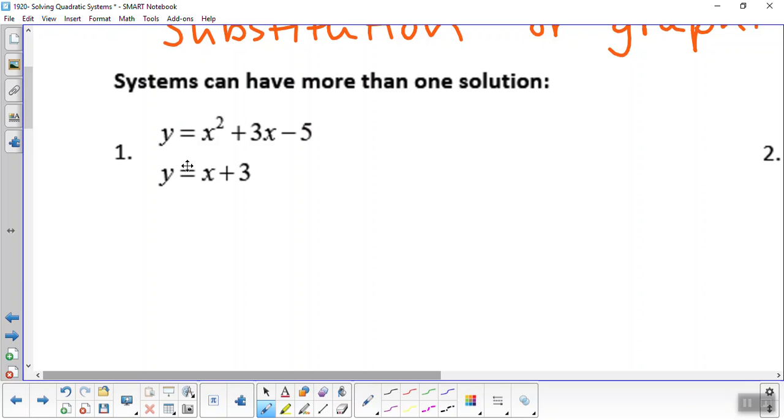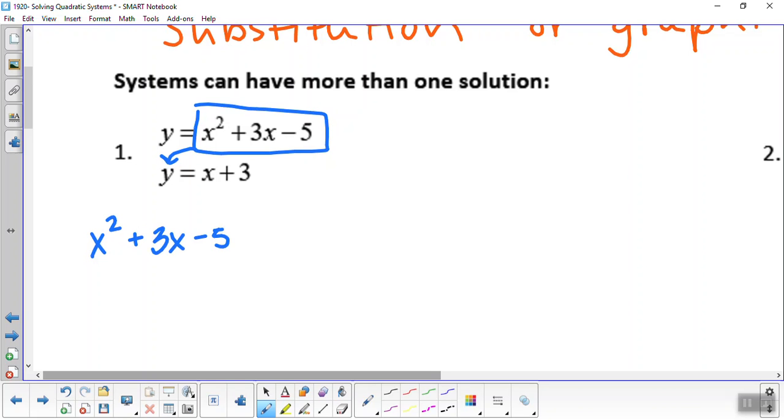We have y equaling and then y equaling. So just like our substitution method before, we could put a box around one and plug it in for that variable in the other. So instead of y equals x plus 3, I'm now going to write everything in my box. So x squared plus 3x minus 5 equals x plus 3.